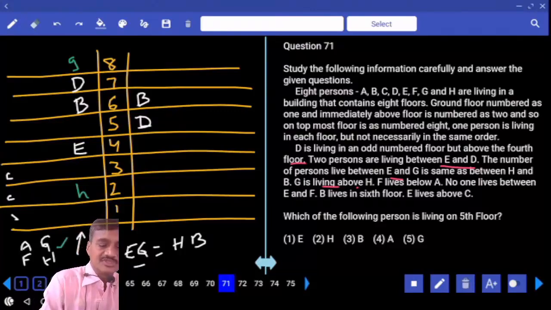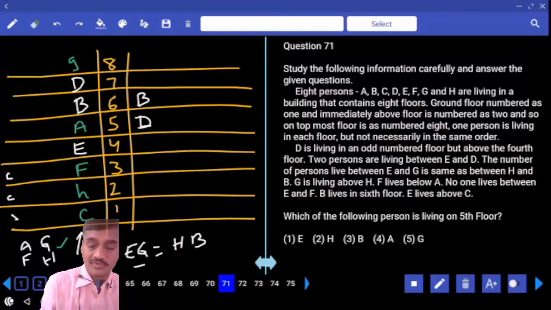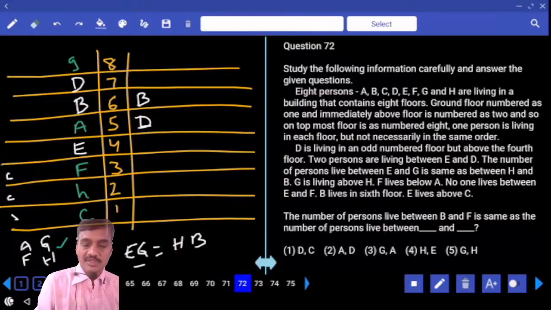Now G is above H, A is below, and F is below A. Hence F is here, because F and E are adjacent to each other. Hence A must be at this place. If A is here, C is here. Next question: which of the following persons is living on the 5th floor? A. That is choice 4 for question number 71.